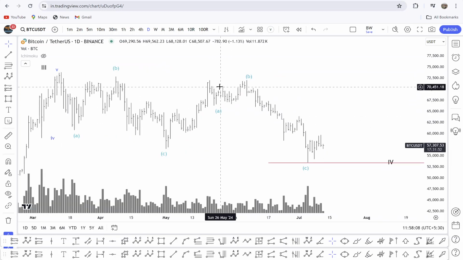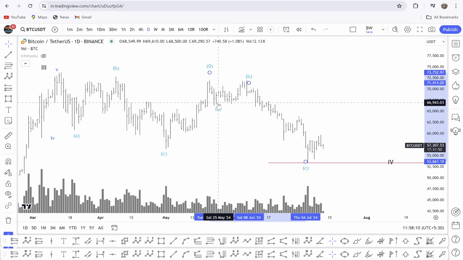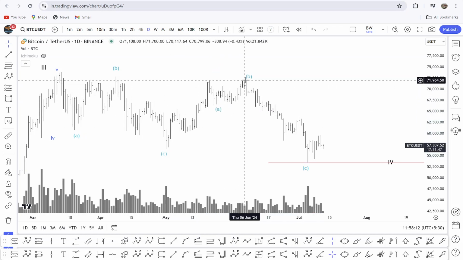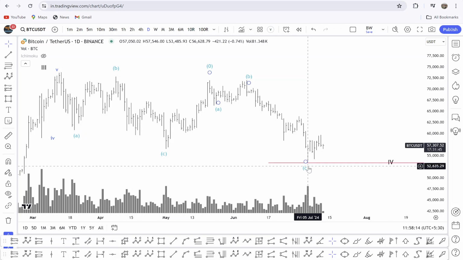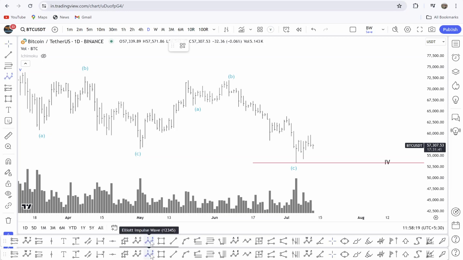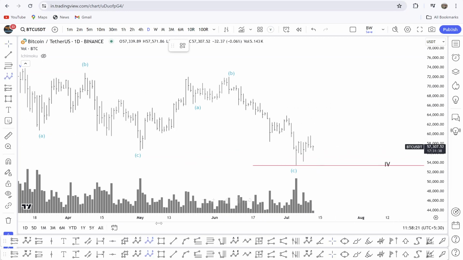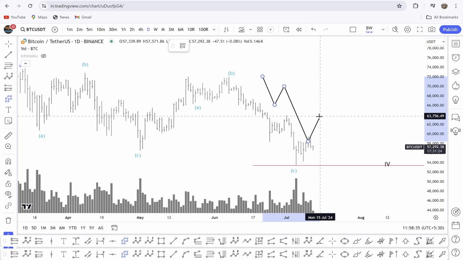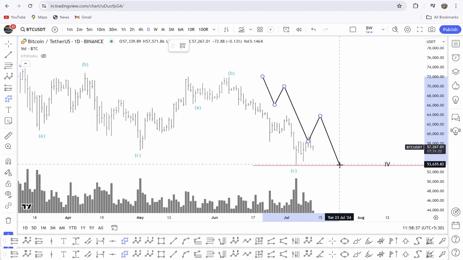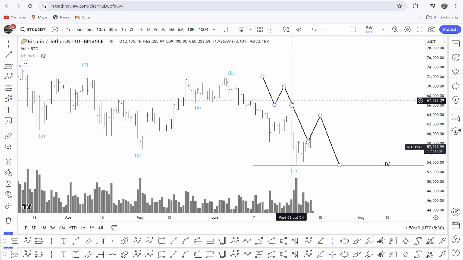Now this is again a flat correction, a double flat. A, B, and C. You can file it like this. A, B, C, fourth, and five.